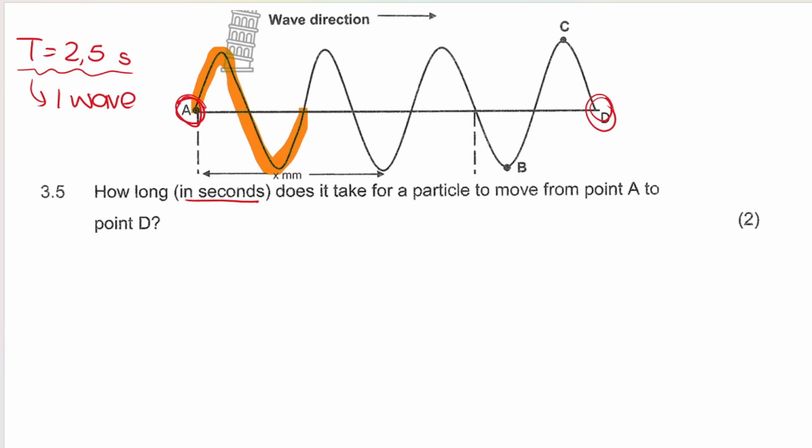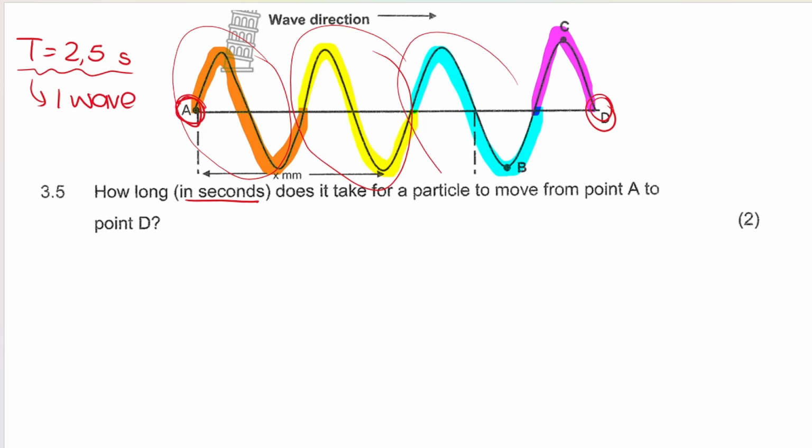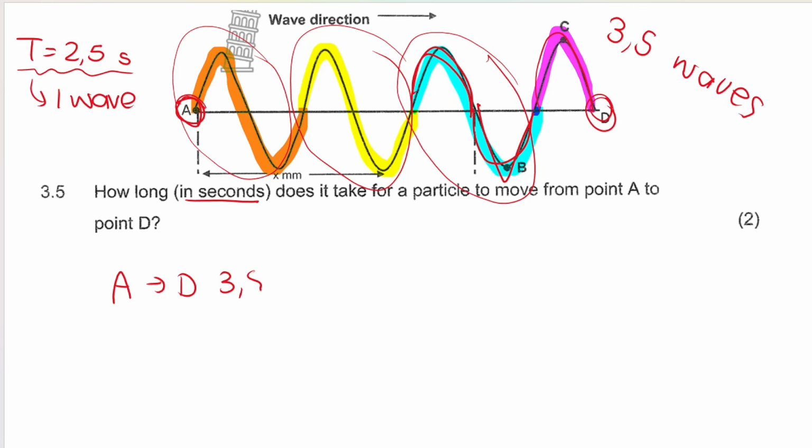That's 1 wave. That's 2 waves. That's 3 waves. And I hope you can see that that last little bit is not a full wave. That is half a wave. So we've got 1 full wave, 2 full waves, 3 full waves, and then instead of a peak and a trough like that, we've just got a little peak. So it's 3.5 waves. So basically from A to D, there are 3.5 waves. So you take the time that it takes for 1 wave, which is 2.5 seconds.